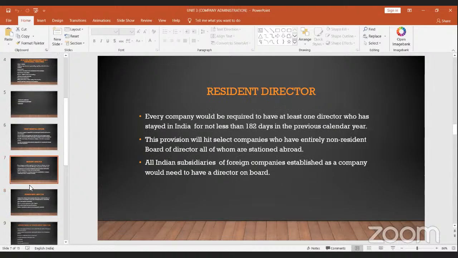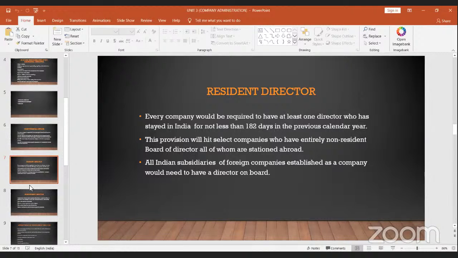A resident director is required for every company. As we know, foreign investors are also there. He has invested so much money but stays in other countries. But if you want to become a resident director of the corporate, he has to stay 182 days in India in the previous calendar year. As we know, it is 2020 now, and in 2019 a resident director has to stay in India for 182 days out of 365 days.